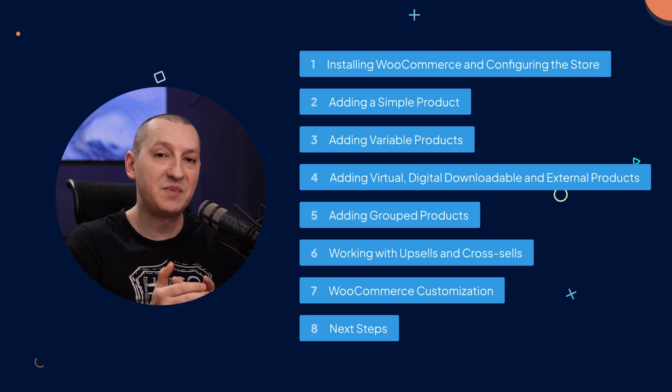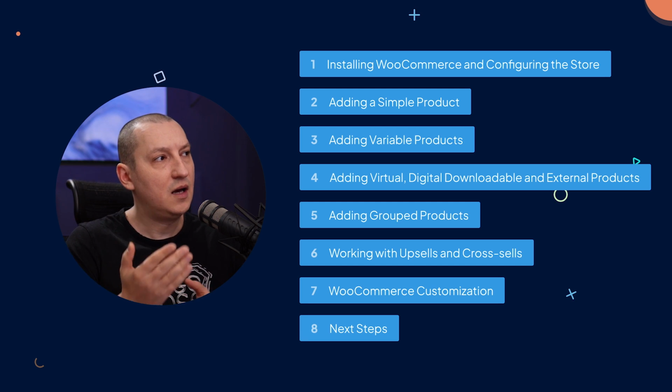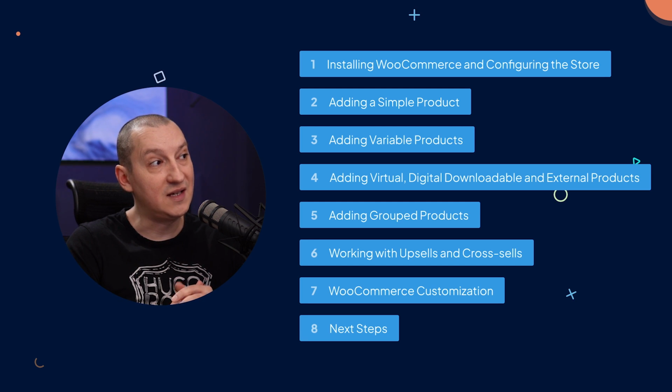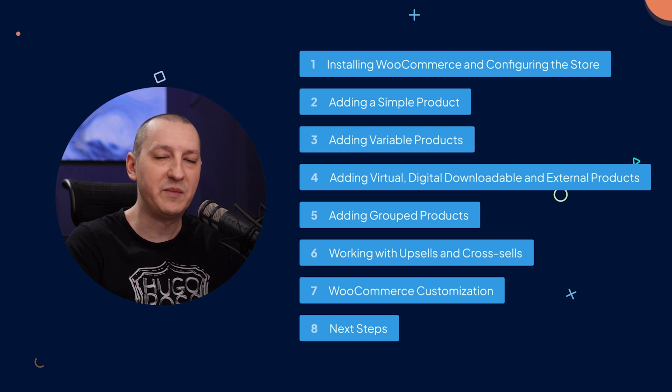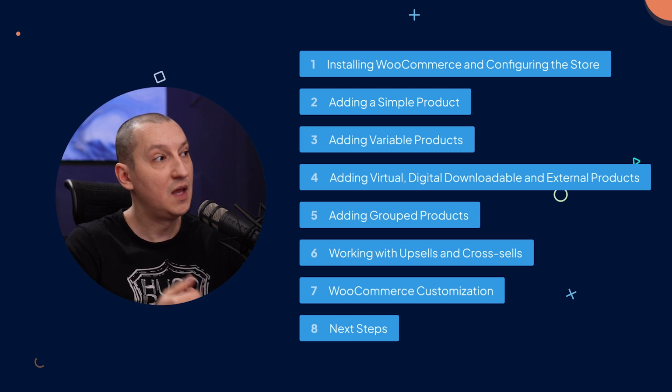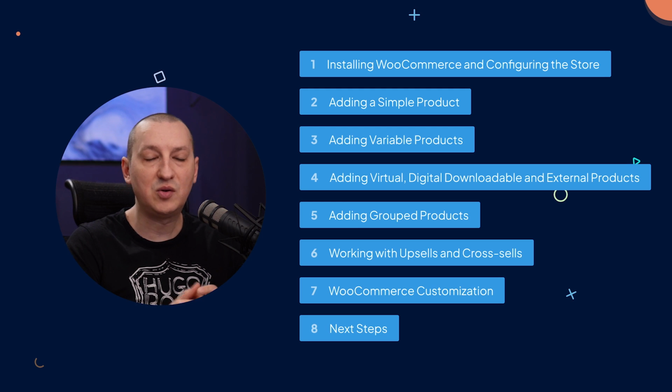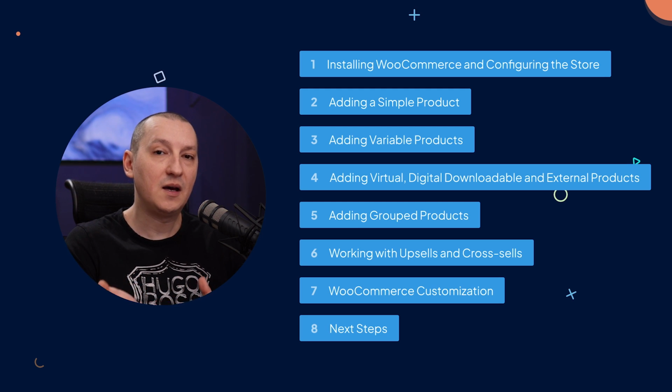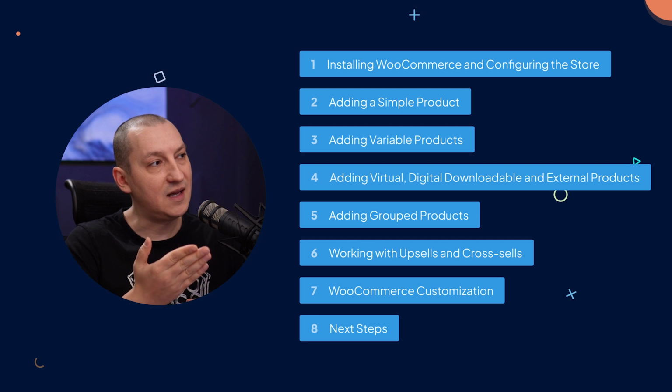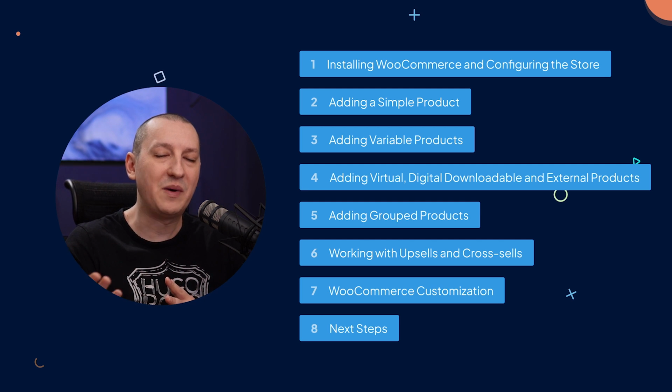Then we'll talk about upsells and cross-sells. These are techniques for increasing sales, and I'll show you how to implement them in WooCommerce. In the end, we'll briefly talk about WooCommerce customization and also about the next steps in setting up the shop after all of the products are added. With that said, I think we can get started.